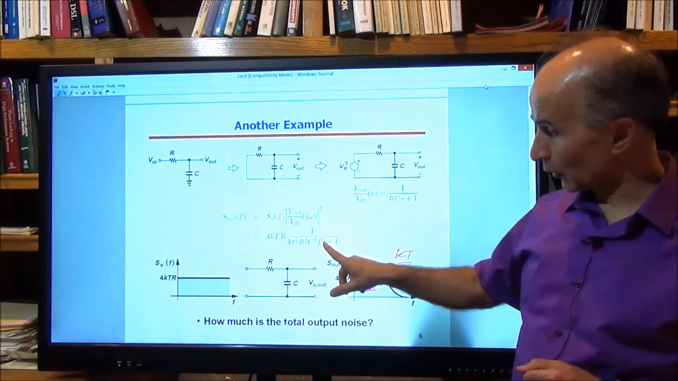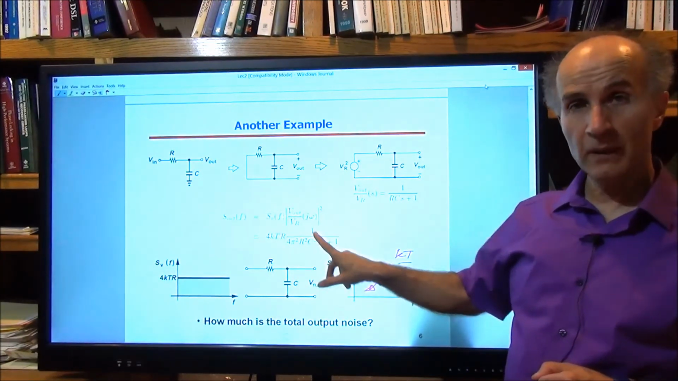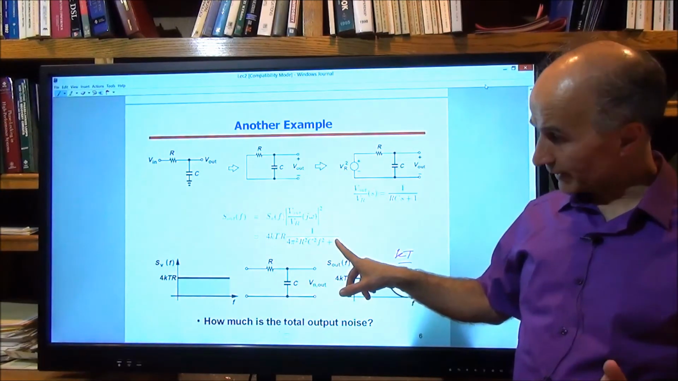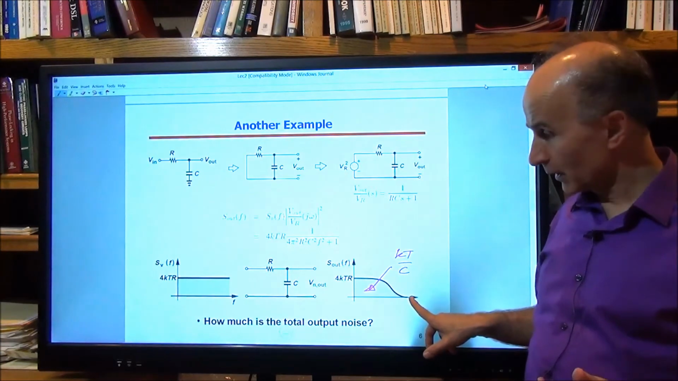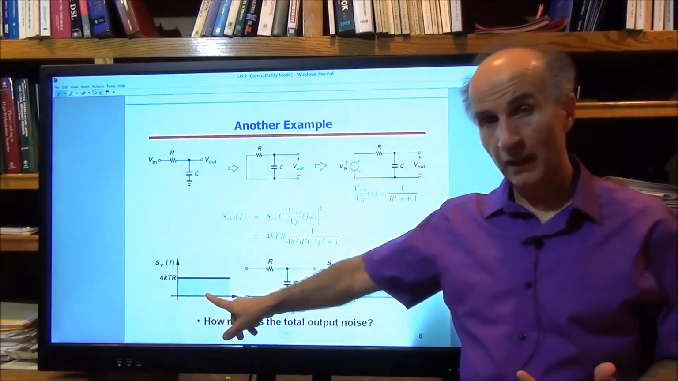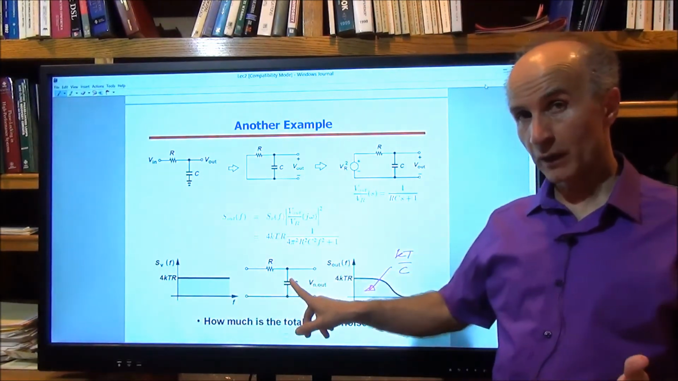So you can see that this is a low-pass shape, right? As f goes up, this drops. So as expected, the output noise spectrum has a low-pass shape because we applied a white noise spectrum to a low-pass filter.